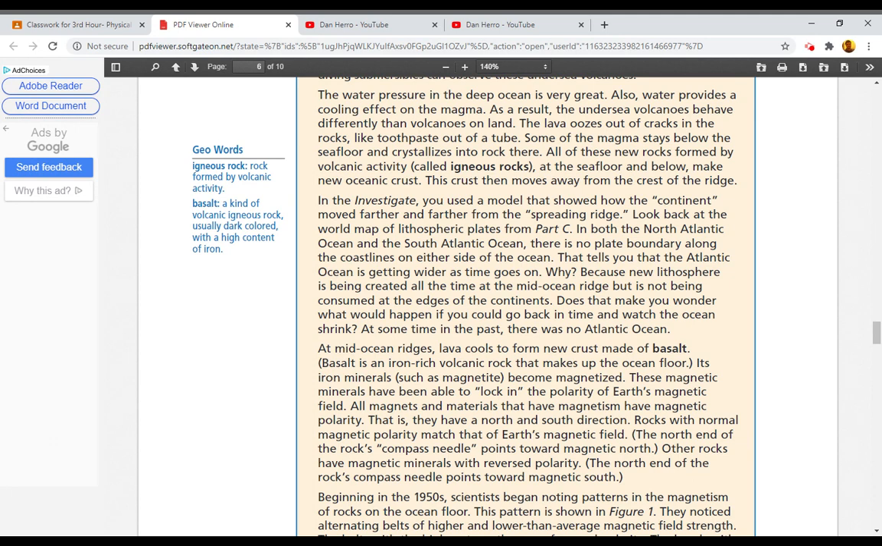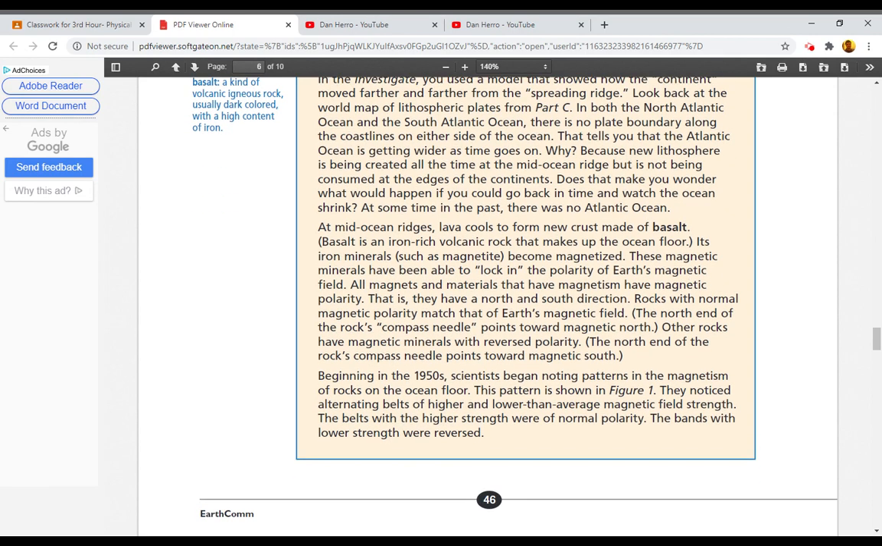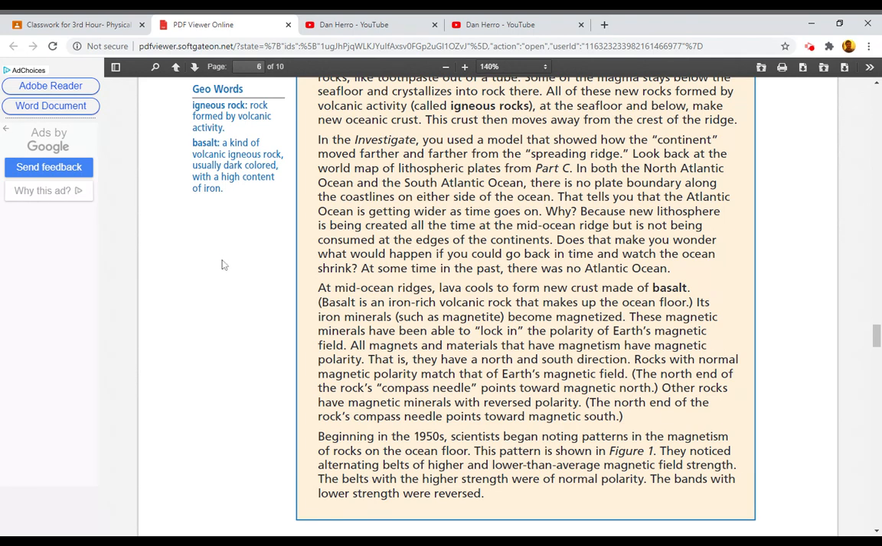Some of the magma stays below the seafloor and crystallizes into rock there. All of these new rocks formed by volcanic activity, called igneous rocks, at the seafloor and below make new oceanic crust. This crust then moves away from the crest of the ridge. In the Investigate, you used a model that showed how the continent moved farther and farther from the spreading ridge.